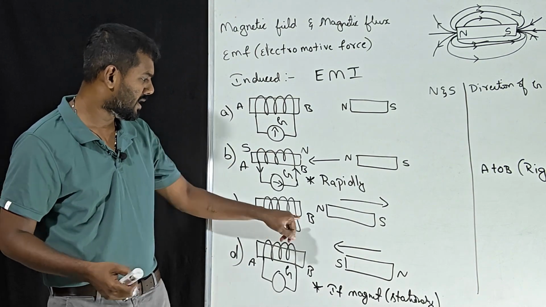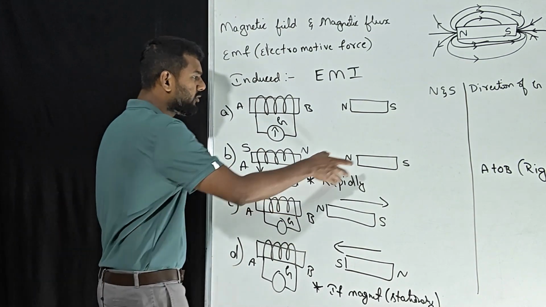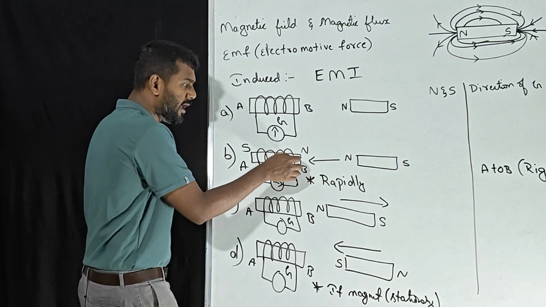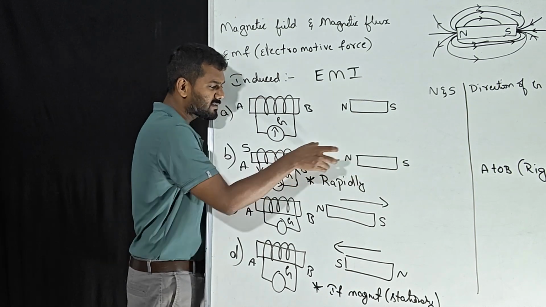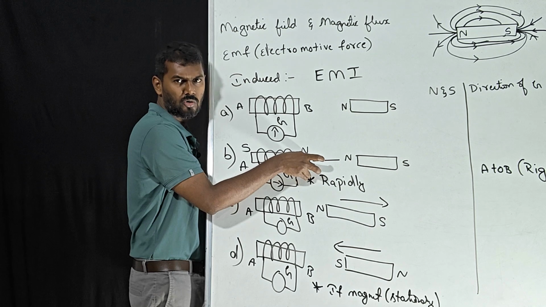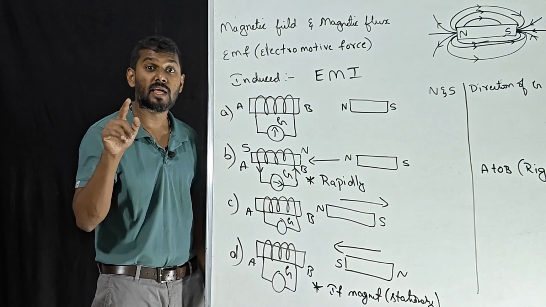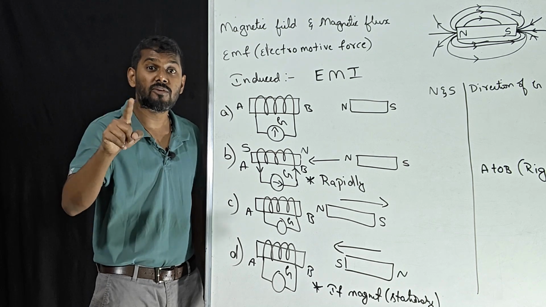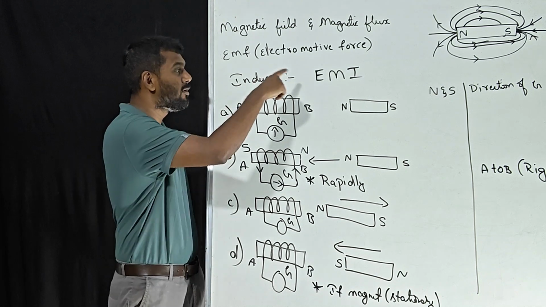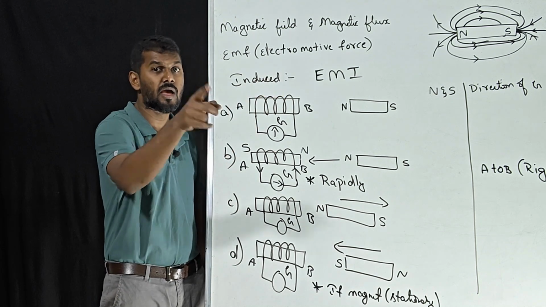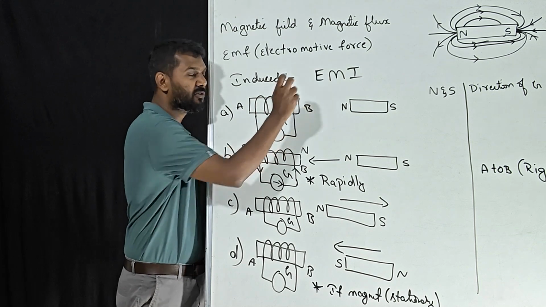Now we'll go for a different question. Assume the magnet is somewhere too close to the circuit, and the magnet is not moving, it is stationary. Then what is the condition? Only if it moves will there be a change in flux. Okay, what is the definition of EMF?